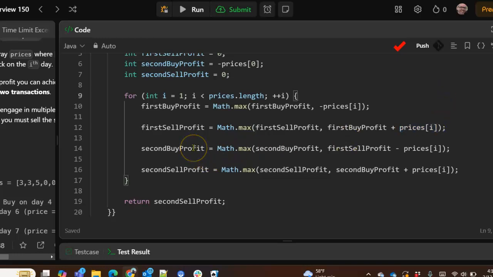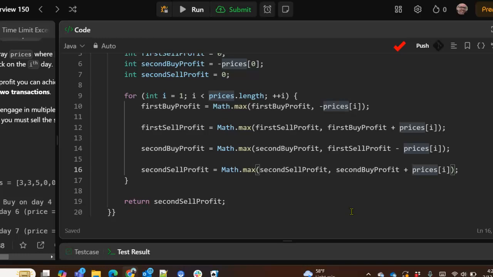Okay, second buy profit. We want to maximize either what it is now or where we would be at if we took our first sell profit and bought at today's price. Second sell profit would be the max of whatever it currently is or wherever we would be at if we bought at second buy and sold at today's price. So those are the 4 things that we could do on any given day.